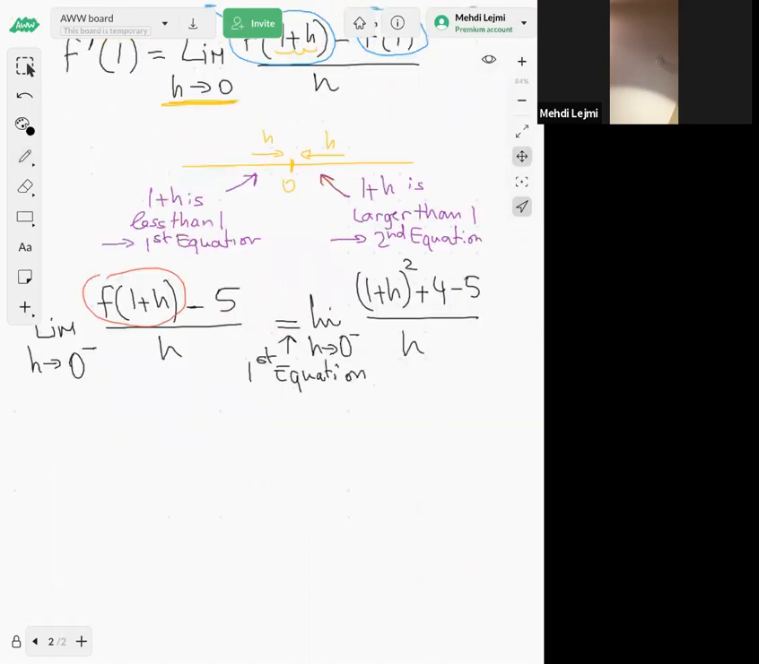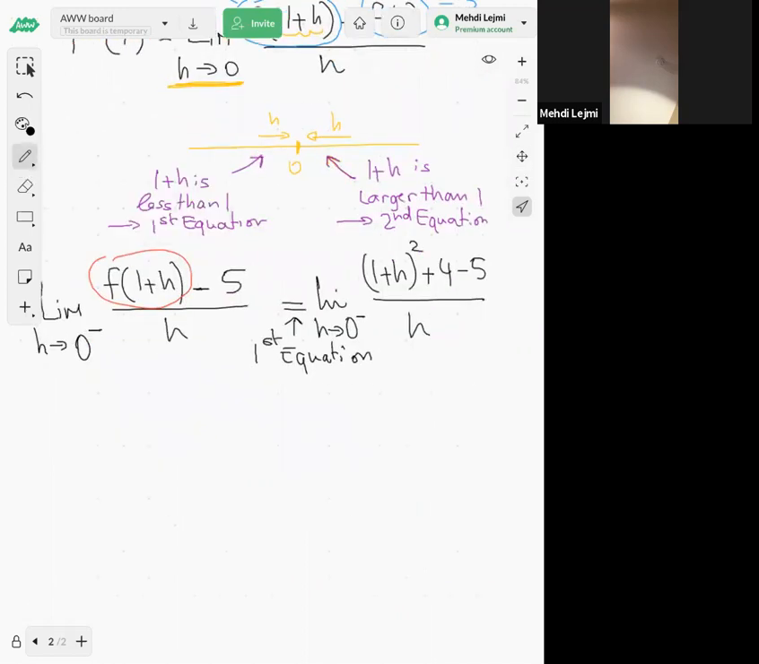So you expand (1 plus h) squared. As h goes to 0 minus, (1 plus h) squared is going to be (1 plus h) times (1 plus h), so it's 1 plus h squared plus 2h. And then there's a plus 4, then it's minus 5, and the whole thing over h. Now, you can see there's this 1 plus 4 minus 5. That's 0.